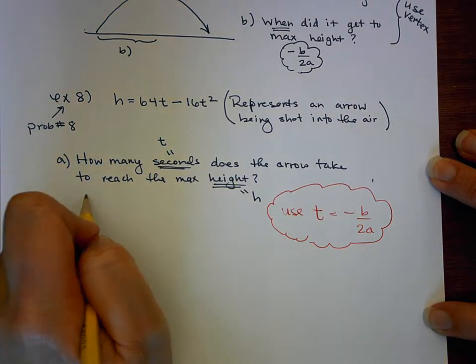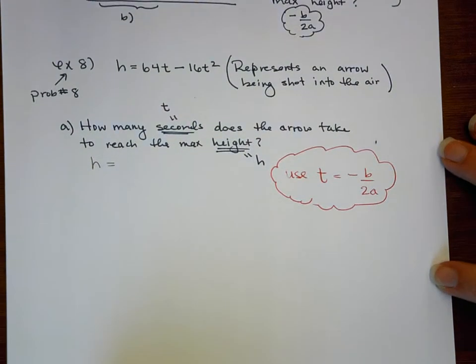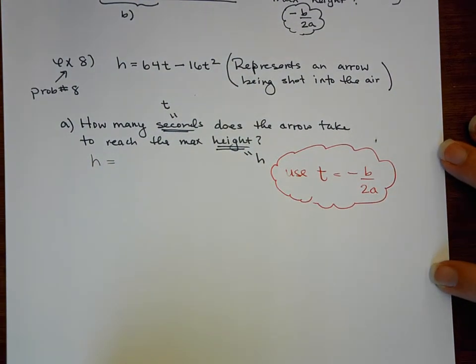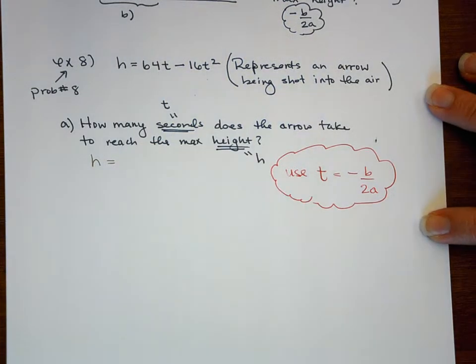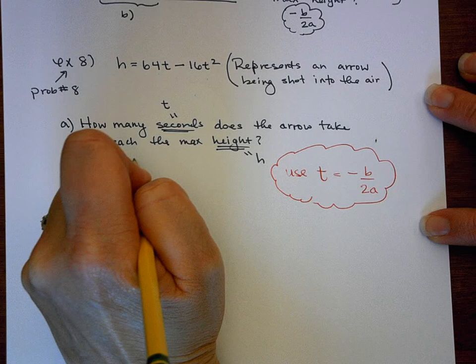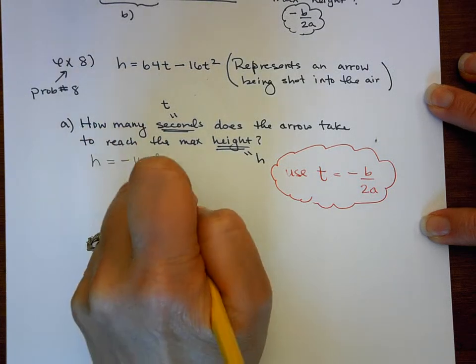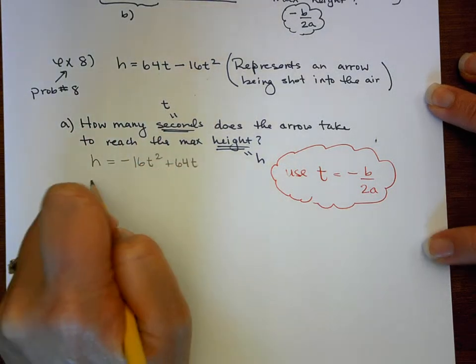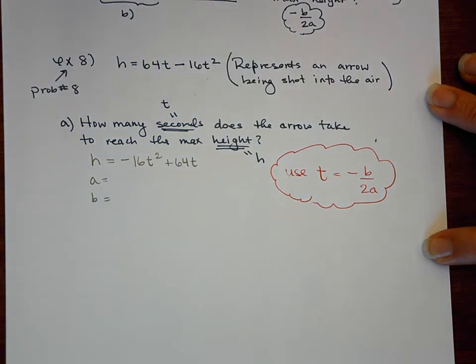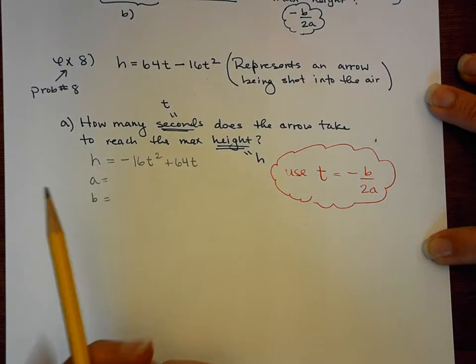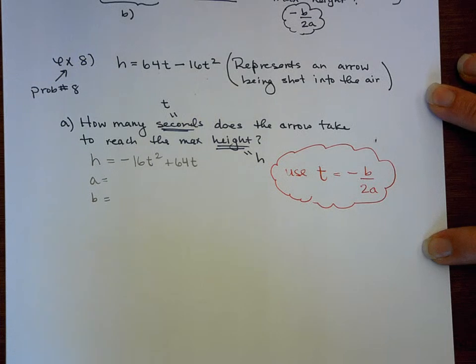So let's put the formula in the right order. Okay, so Dechia, what should come first? The 64t or the negative 16t squared? Negative 16t squared. And then what will be after that? And then Ari, which number is our a value? Negative 16.